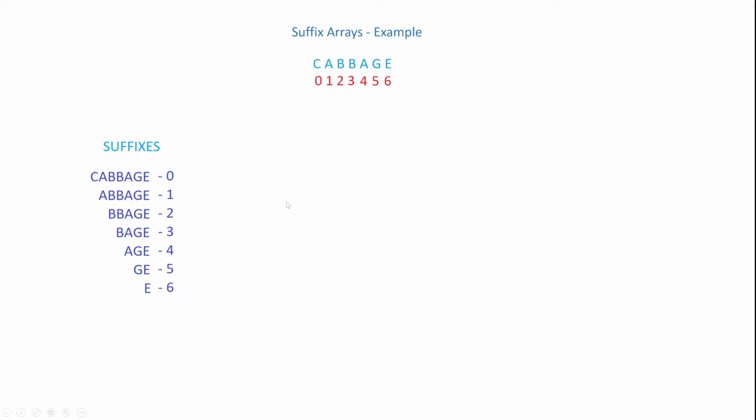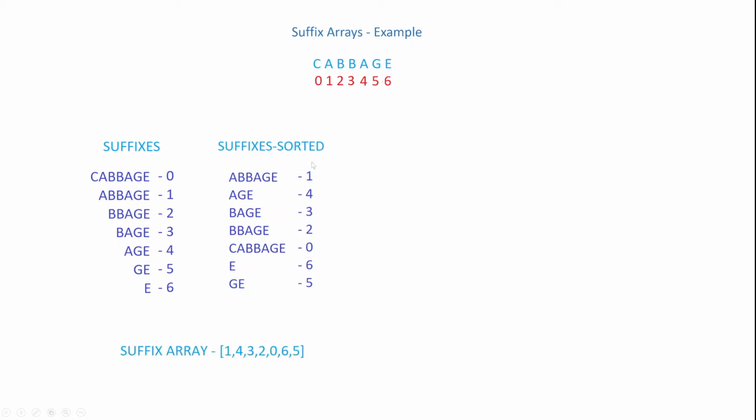From these suffixes, to construct the suffix array, we have to sort all these suffixes in lexicographical order, and we get the following order. The suffix abbage comes first, followed by age, followed by bage, and so on. If we take all these indices, we will get our suffix array, which is 1432065.